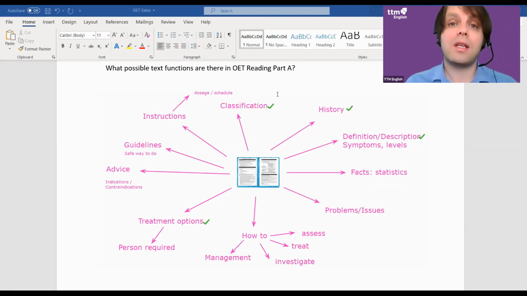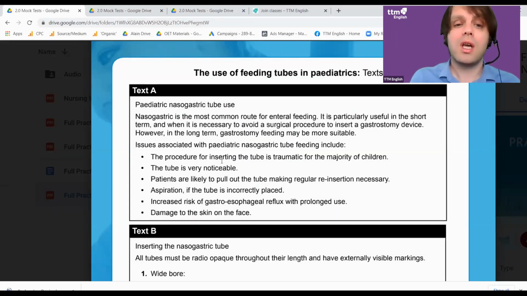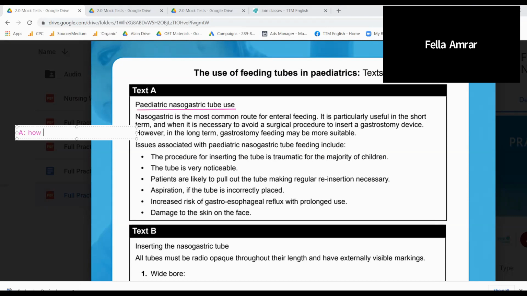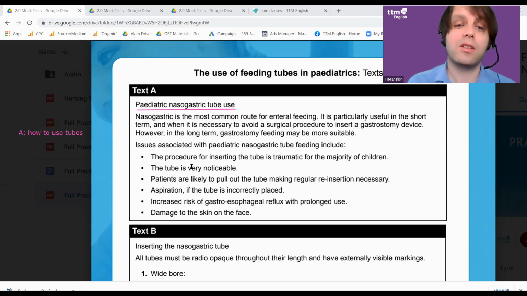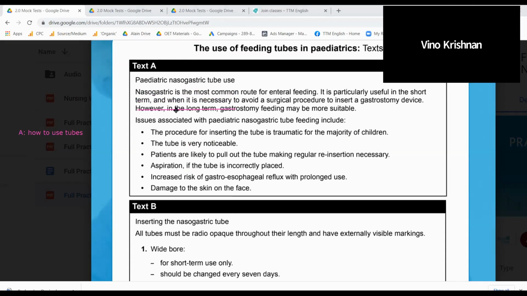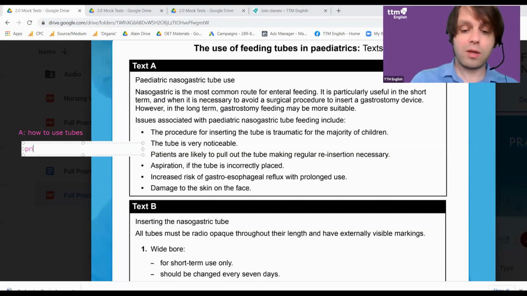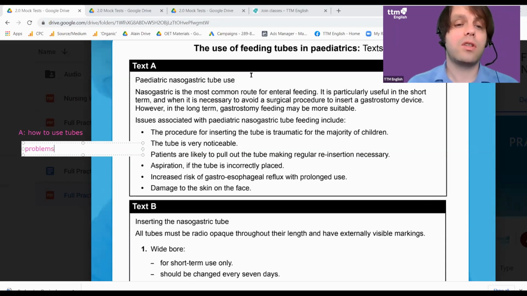Just go into it and say, well, what is this diagram doing? What's its function? This is nice because I've got a subtitle, so I already know a little bit about the function. What's the function? How to use? How to use. Guidelines. How to use the gastric tubes, yeah? Okay, what else is it telling me? Issues associated with, that's not how-to. Problems. It's problems or warnings or issues, right? Okay, so that's it, done. Let's go on to the next one.